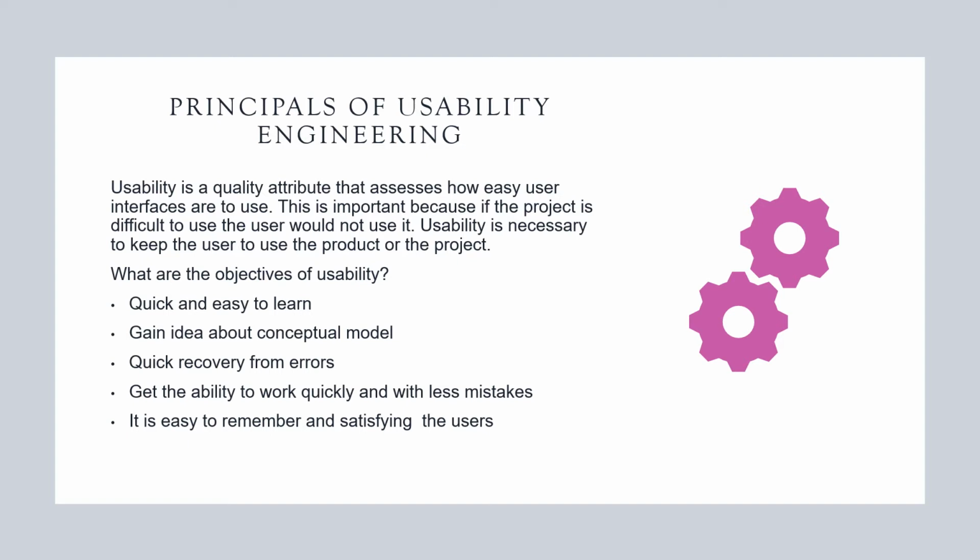What are the main objectives of usability? To ensure that it is quick and easy to learn, to gain an idea about conceptual models, quick recovery from errors, and the ability to work quickly and with fewer mistakes. It is easy to remember and satisfies the users. The next slide will be presented by Farid.